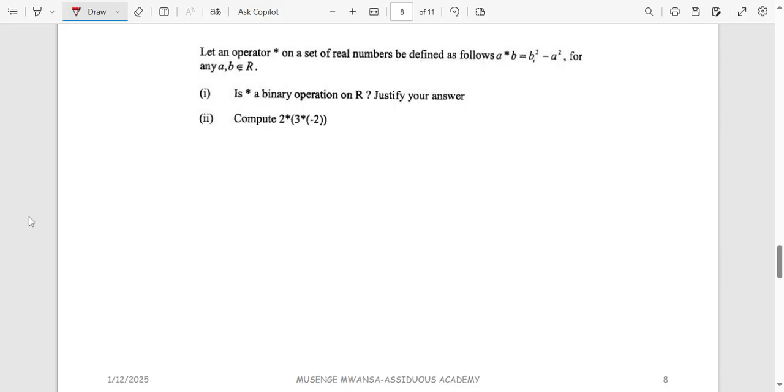Okay. Next question is saying, let an operation star on a set of real numbers be defined as follows. A star b is equal to b squared minus a squared for any a and b being members of real numbers. Is star a binary operation on a set of real numbers? Justify your answer.